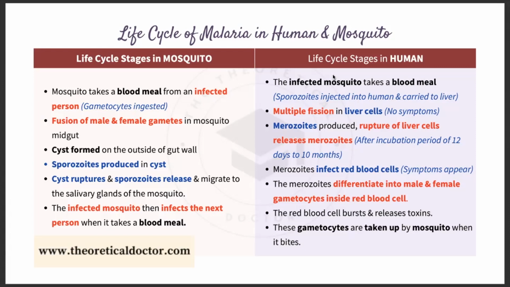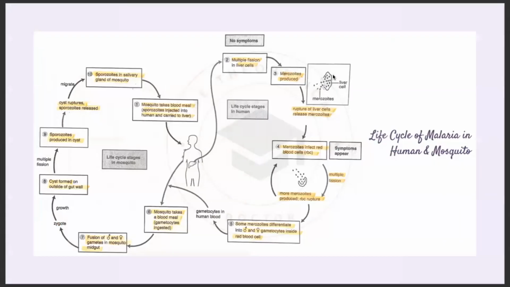You have the differentiated merozoite released into the bloodstream. The person is infected. What happens? The cycle repeats. So now, if a mosquito bites or takes a blood meal from an infected person, then it's taken up by the mosquito and the life cycle stages continue again in the mosquito. It's a cycle, it repeats itself. So this is a diagrammatic approach.